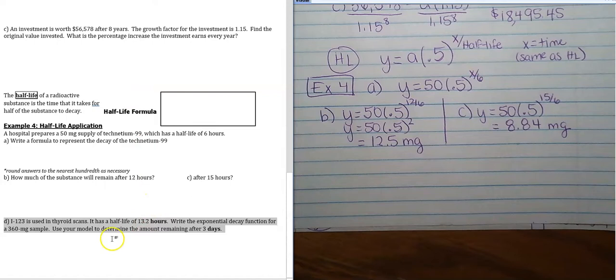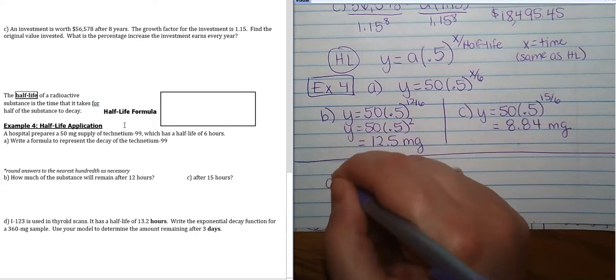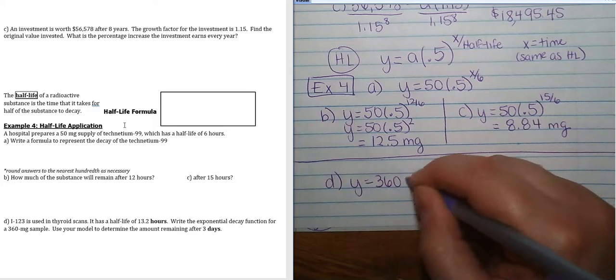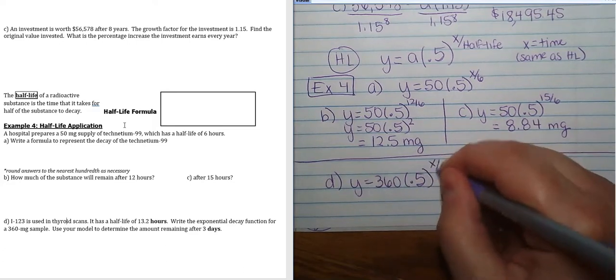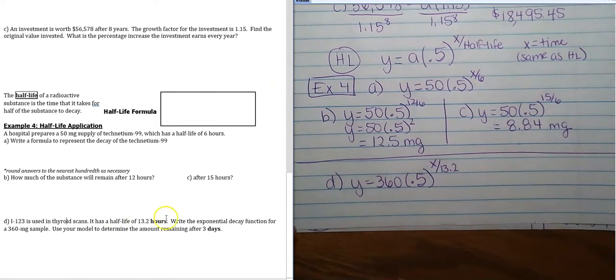So here's my very last question. It says I-123 is used in thyroid scans. It has a half-life of 13.2 hours. Write an exponential decay function for a 360 milligram sample. So last one here. So this is going to be y equals, we have a 360 milligram sample, 0.5 anytime we're doing a half-life. X over the half-life is the exponent, 13.2 hours. Now, write the model, that's what we've got there.